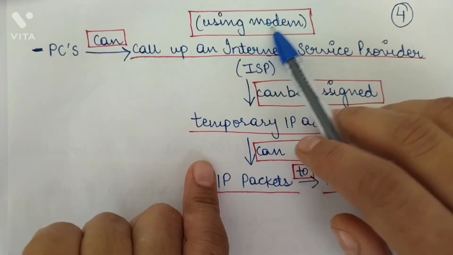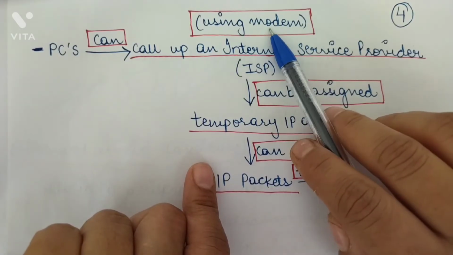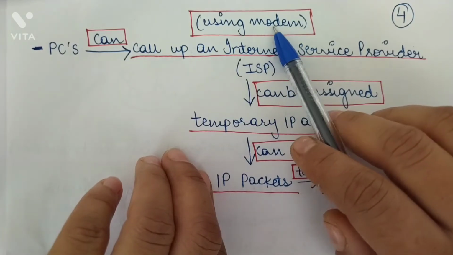So what is modem? Modem is basically a modulator and a demodulator. The name itself comes from the fact that it can modulate and demodulate signals. Hence we call it a modem.